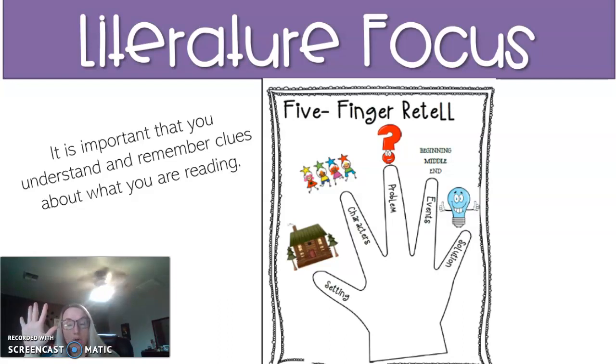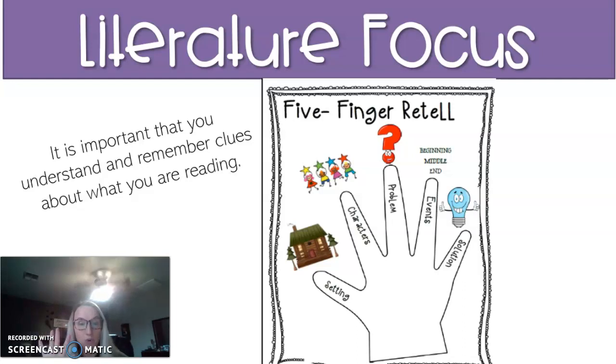So we have our setting, where the story takes place. We have our characters. Who are all the characters in the story? The problem. What's going on in the story? Events. What happens in the beginning, the middle, and end? And then the solution at the very end. What was the outcome?